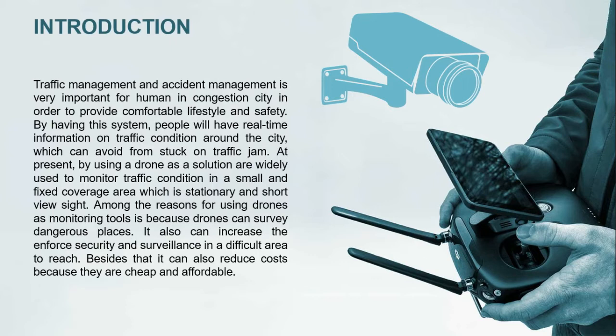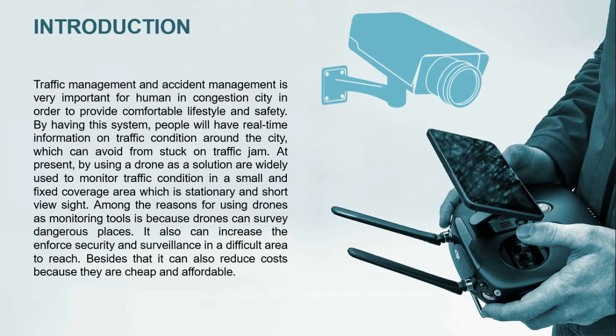Before I start, does anyone know that traffic management and accident management is very important for humans in a congested city, in order to provide a comfortable lifestyle and safety? By having this system, people will have real-time information on traffic conditions around the city, which can help avoid being stuck in a traffic jam. At present, drones are widely used as a solution to monitor traffic conditions in a small and fixed coverage area, which is stationary and has a short line of sight.